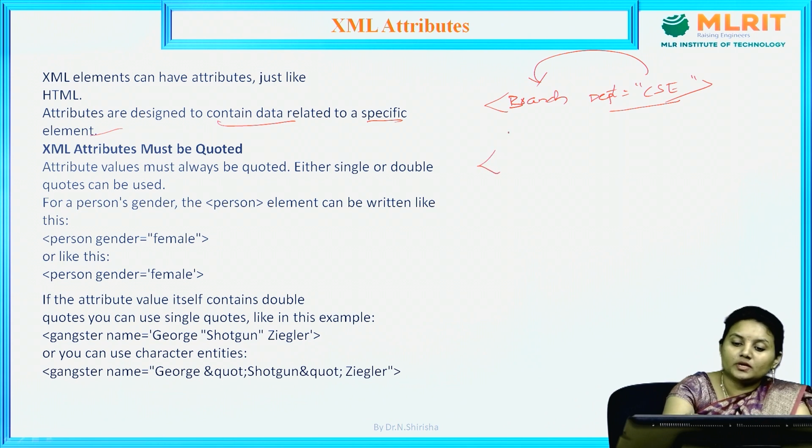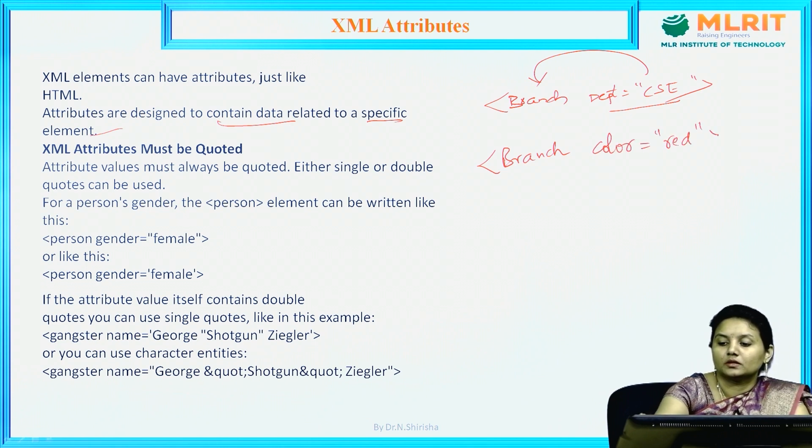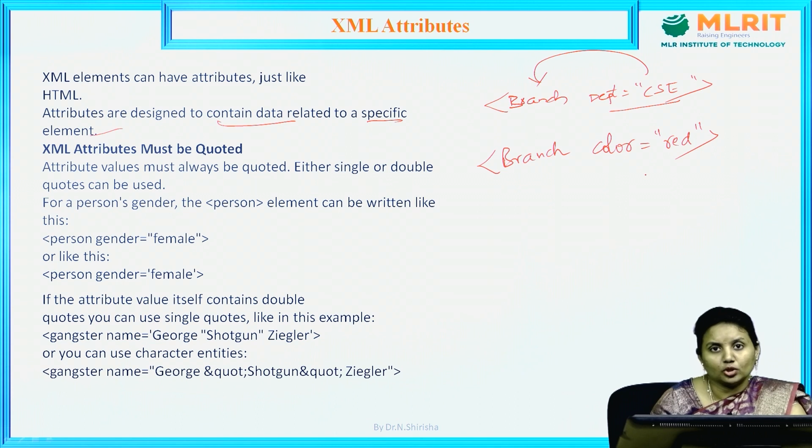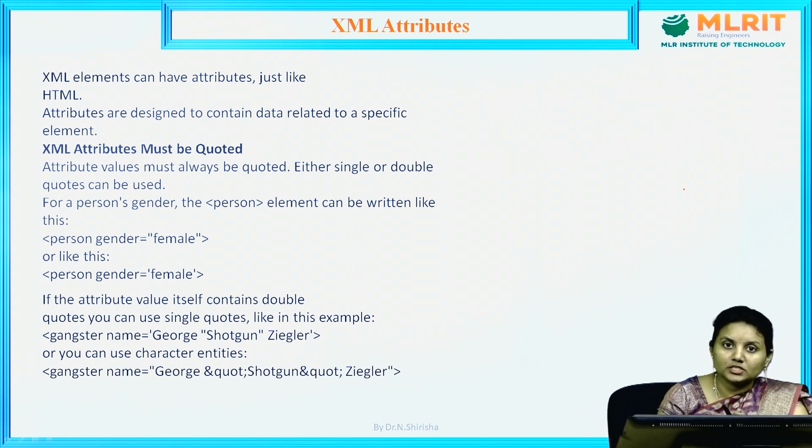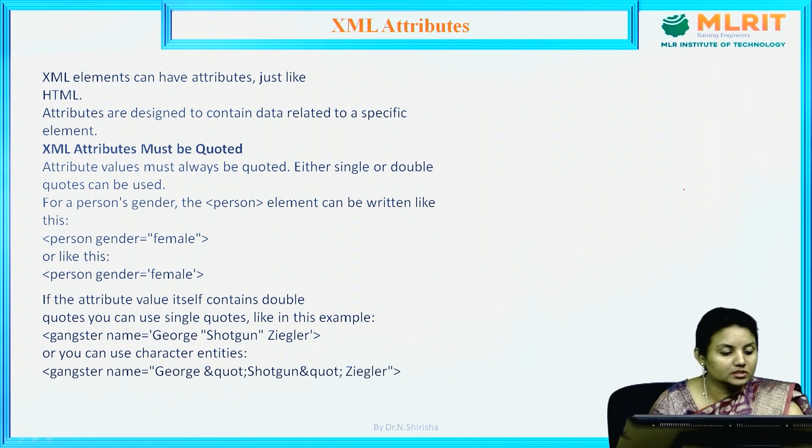Suppose I am writing branch, color red. Is it related? No. So there is no meaning in giving it like this. We don't define it in that way. Attributes must be related to the elements that you are going to define.